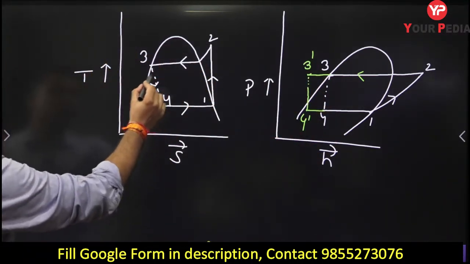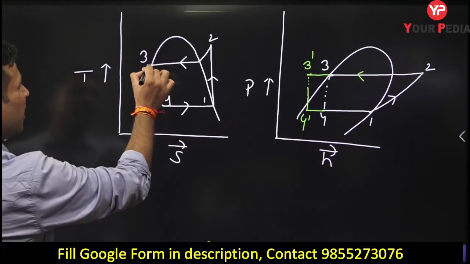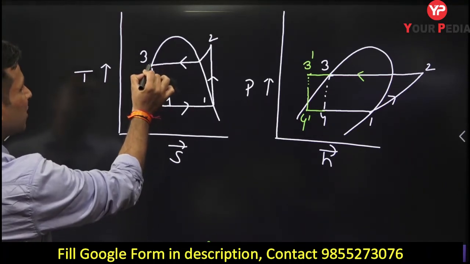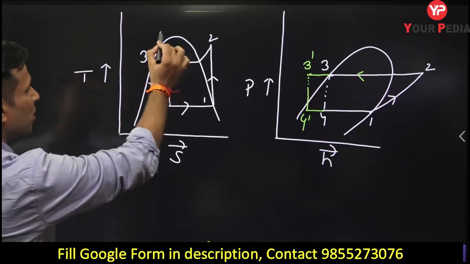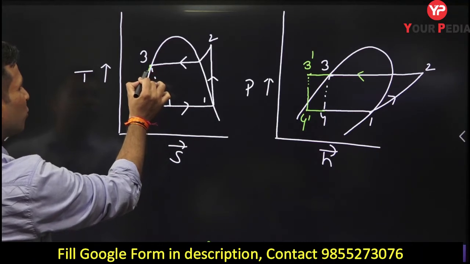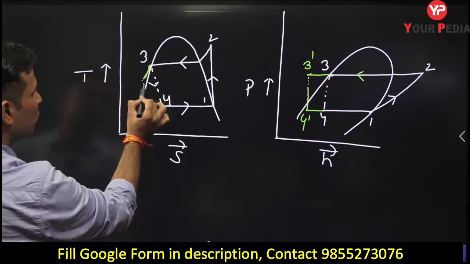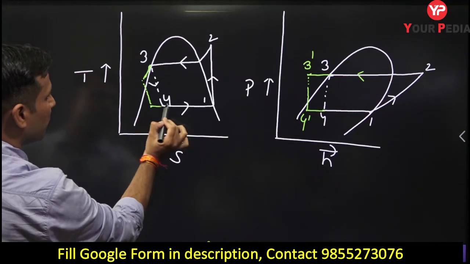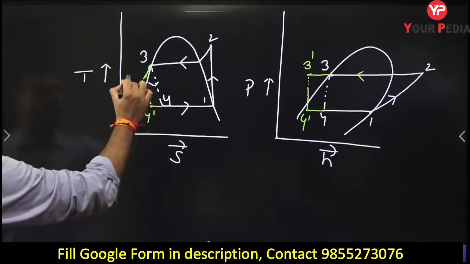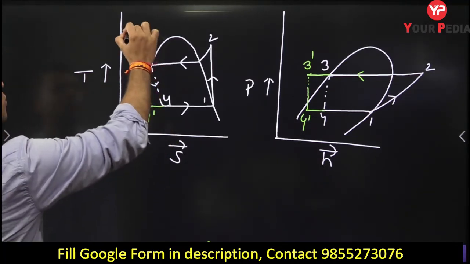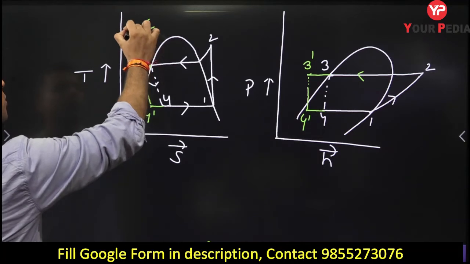Here also, because this is a constant pressure line, that line will be very close to this line only, because this is the saturation curve. Sometimes we will show it with that only, because this is the constant pressure line. So this is 4 dash, and this point is 3 dash, and this is the constant pressure line.